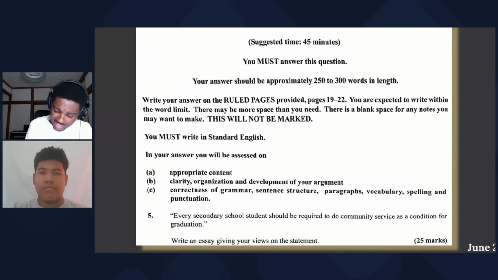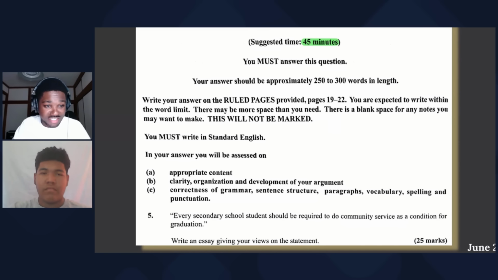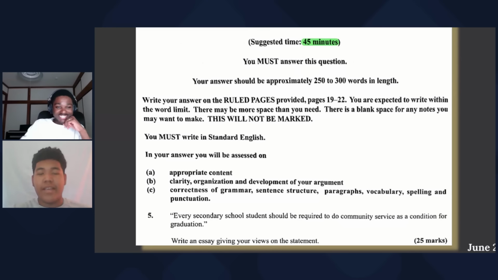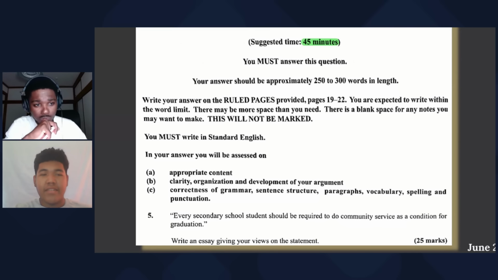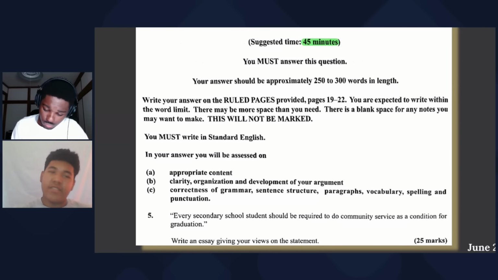First of all, we see that the suggested time is 45 minutes. And Slim, how do you feel about 45 minutes? Is that enough time to write an essay? Maybe, maybe not, because it depends on the question. Sometimes you get points immediately as you see the question, you get the points out of your head. Sometimes the for is harder to find than the against. Sometimes you only get 2 points and you need an extra one to make that 3.